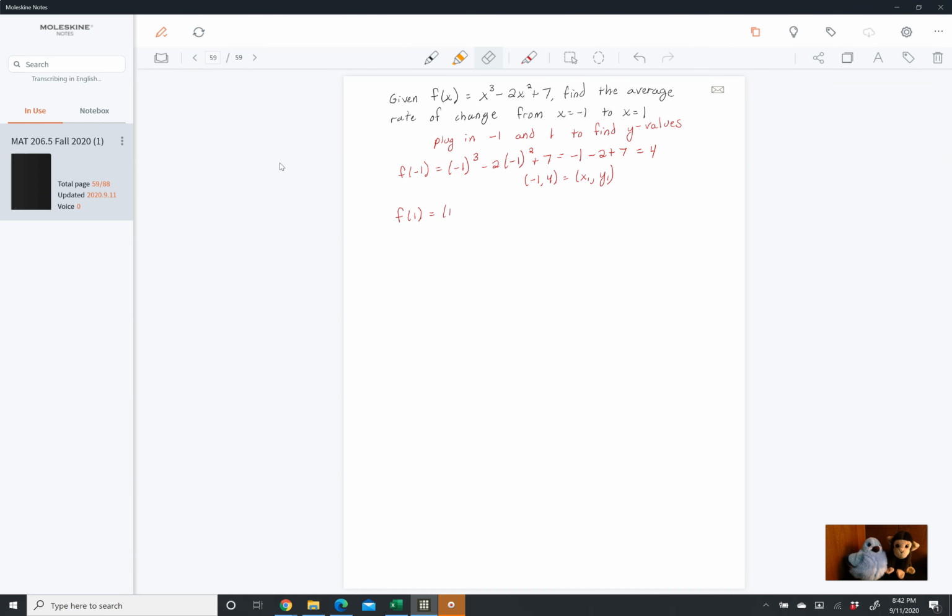Okay, now we're going to find f of 1. So we have 1 cubed minus 2 times 1 squared plus 7. So we have 1 minus 2 plus 7. This gives us 6. Okay, so our second point is positive 1 comma 6. That's our x2, y2.